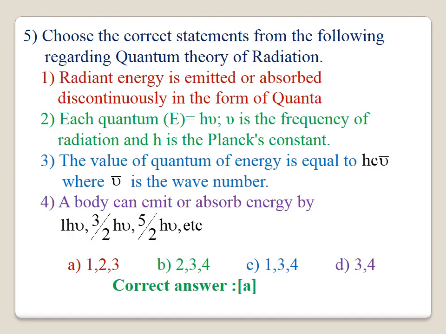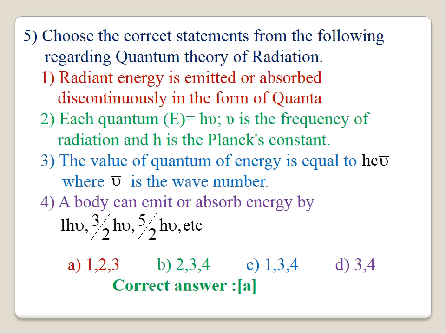Choose the correct statement from the following regarding the quantum theory of radiation. 1. The radiation energy is emitted or absorbed discontinuously in the form of quanta. It is correct. 2. Each quantum will be equal to h nu, where nu is the frequency of radiation and h is Planck's constant. It is correct. 3. The value of quantum energy is equal to h c nu bar, where nu bar is the wave number. It is also correct.